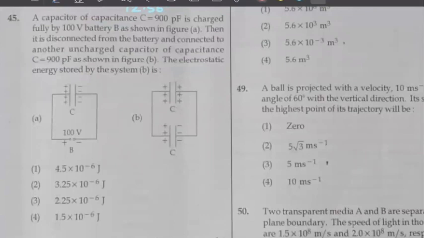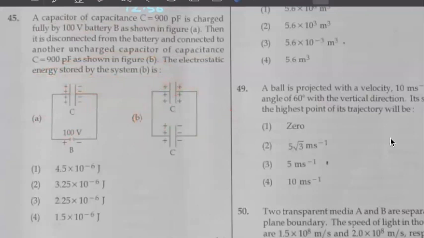Alright, the next one is on a capacitor. A capacitor of capacitance 900 picofarad is charged fully by a 100-volt battery, as shown in figure A. Then it is disconnected from the battery and connected to another uncharged capacitor of capacitance 900 pico, as shown in figure B. So the electrostatic energy stored by the system in B. How much energy is there in B?